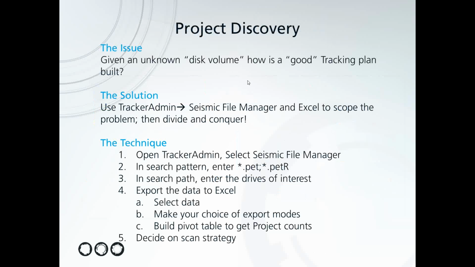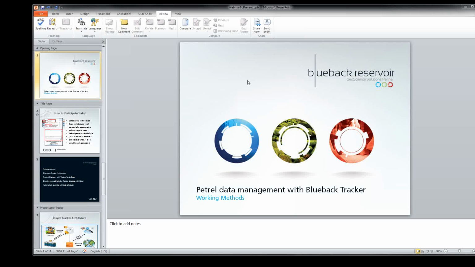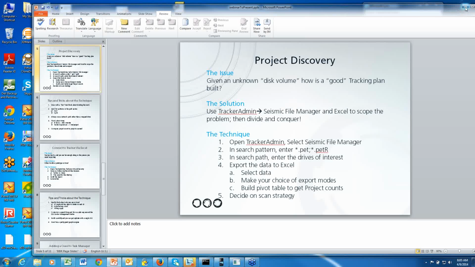So the technique would be we'd open the Tracker admin, select the Seismic File Manager. We're going to enter a search pattern. We're going to get some data back. We export that data to Excel. We select it, and then we do a pivot table to get counts. And based on that, we're going to come up with a scan strategy. So I'm going to actually jump into our project manager now.